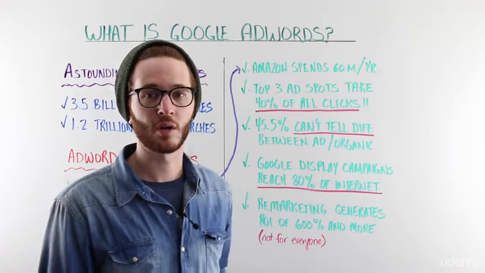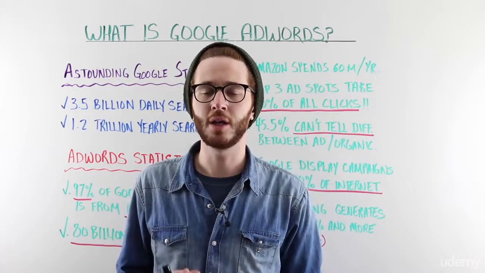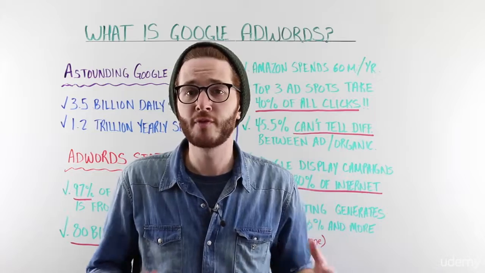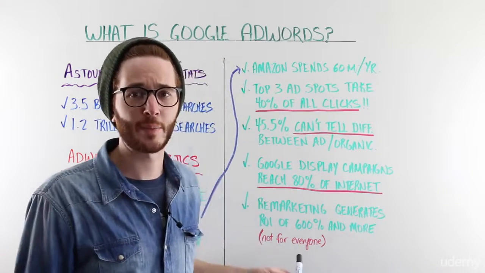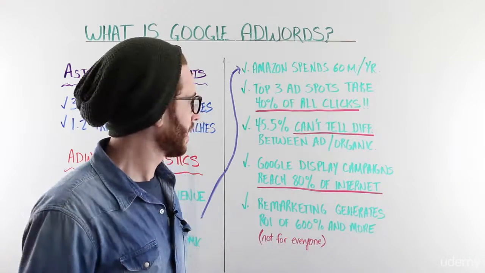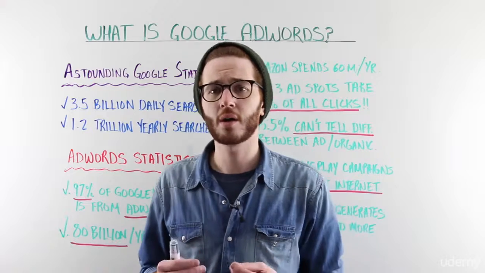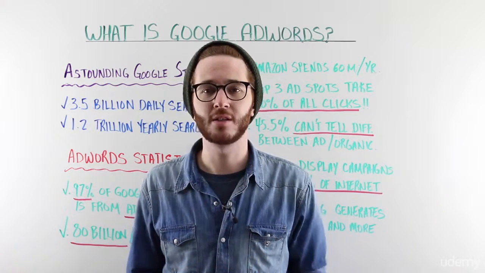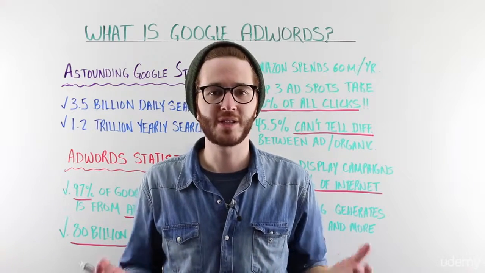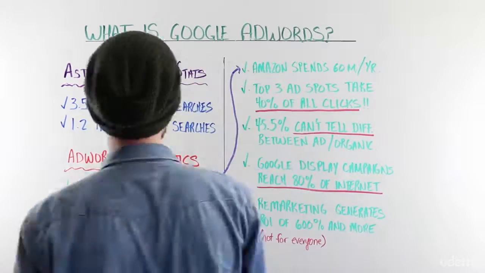Remarketing could generate an ROI of upwards of 600% for a lot of companies who have recorded those numbers. Obviously, that's not for everyone. There are a lot of aspects of advertising that are inherently unpredictable because we can't perfectly predict human behavior, but remarketing has the ability to generate a tremendous ROI. So these are some AdWords stats. Now, the big question is, where are Google AdWords ads displayed? Where do people see these ads? So let me show you.